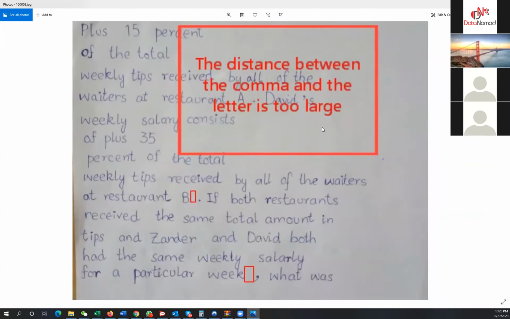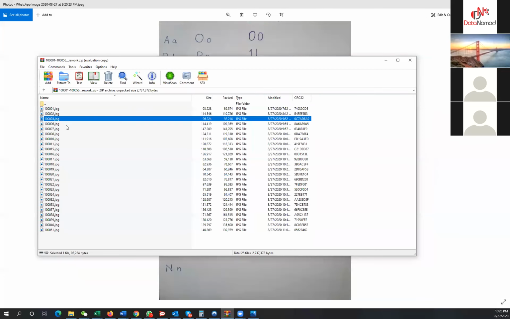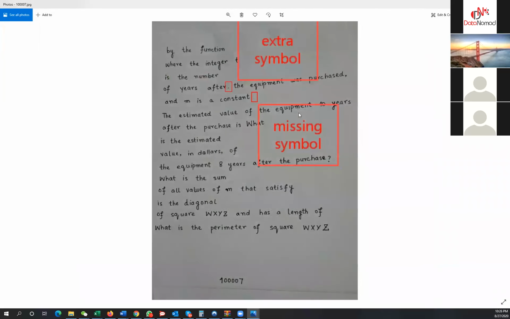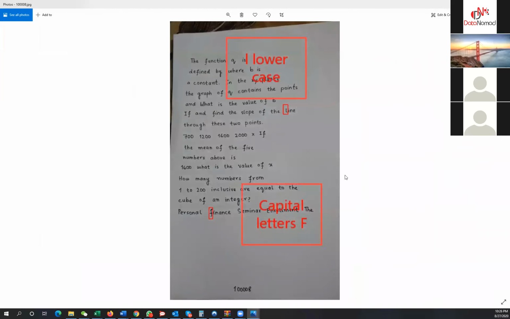Okay, over here is the same problem. Distance between the letters and the comma is too big, and you can see the comma. You should make the comma properly like this, not just a straight line. Extra symbol, missing symbol, they didn't put the full stop. Okay, simple errors.